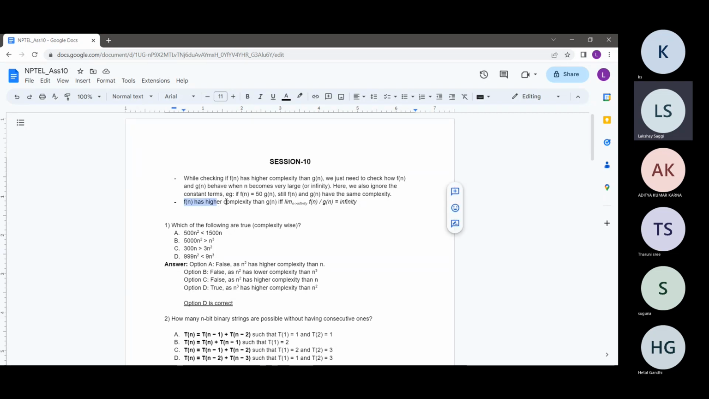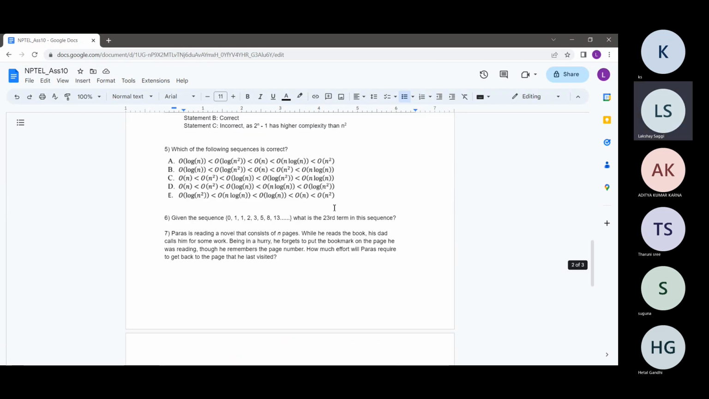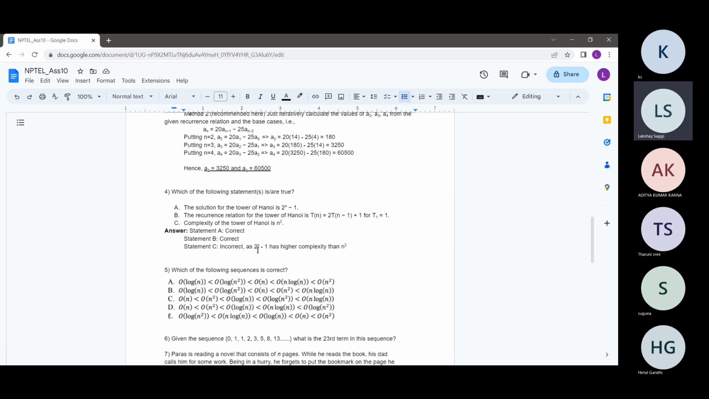But we can also check it using the definition: fn has a higher complexity than gn if and only if the limit as n tends to infinity of fn by gn becomes infinity. Here fn is 2 raised to power n minus 1 and gn is n square. Then fn will come out to have higher complexity than gn. How can you say? You take the limit as n tends to infinity of 2 raised to power n minus 1 upon n square.